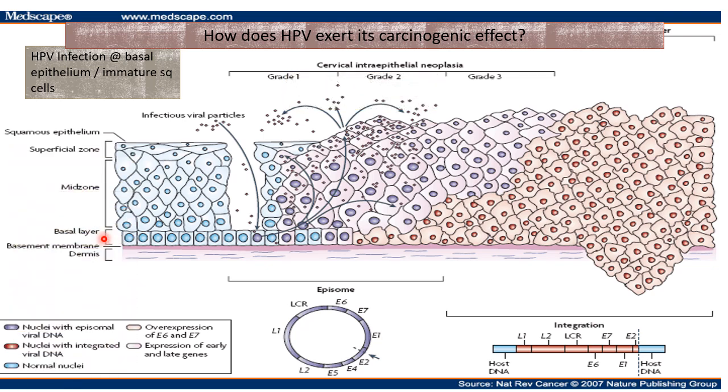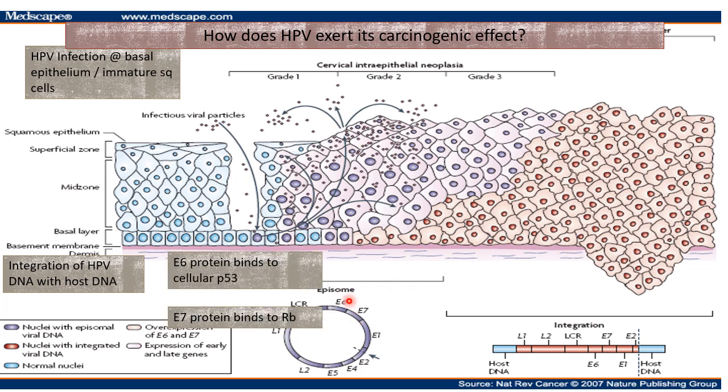But the development of high-grade dysplasia and subsequent cancer requires integration of the HPV DNA with host DNA. I just want to highlight here, this is the HPV virus, and within the HPV virus there are two viral oncoproteins which play a central role in the development of high-grade dysplasia and cancer, and these are the E6 and E7 viral oncoproteins.